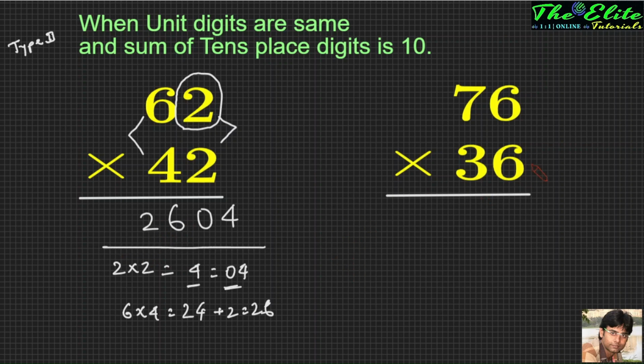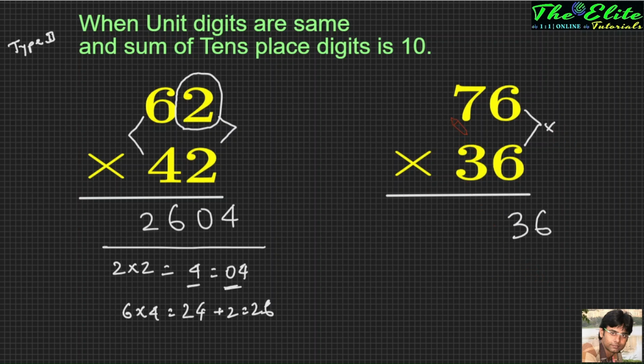Now let's learn the trick one more time doing this sum. 6 times 6 is going to give us 36. It is a 2 digit number, so there is no need to use 0. The product is 36, so we will write 36.